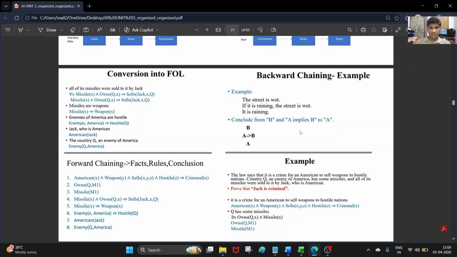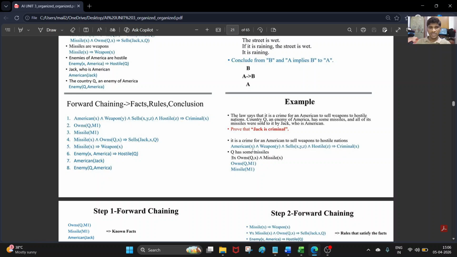Whereas backward chaining, we can consider here. The street is wet. The conclusion is B. Conclude from B, the street is wet. If it is raining, the street is wet. So A implies B, and at last we'll get A as the fact. So here we have an example.